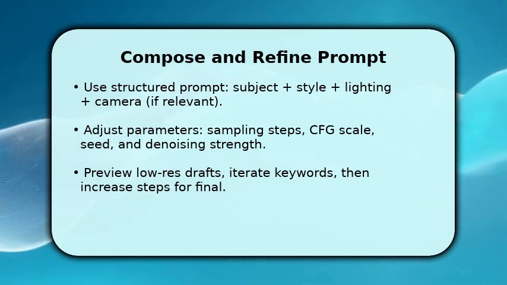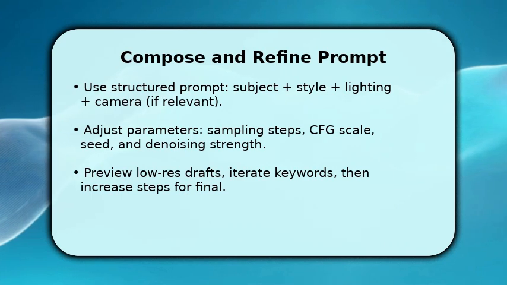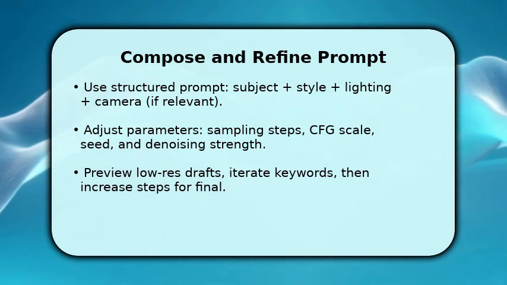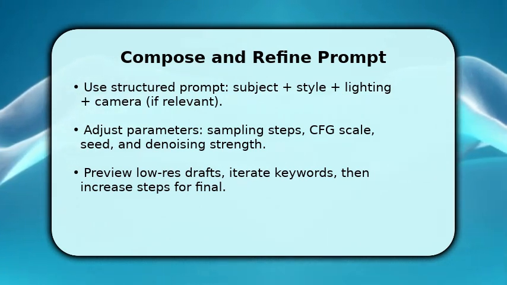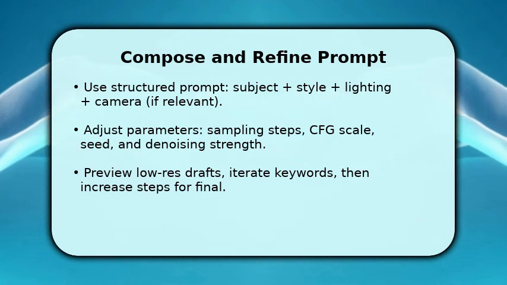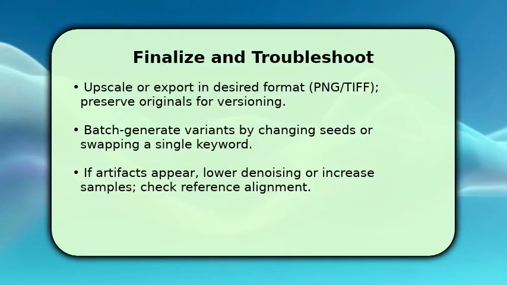Once you preview a low-resolution draft, refine keywords and replace or crop references. Iterate until the composition reads right. After stable results, increase resolution and sampling. You finish by upscaling and exporting the chosen image in the format you need, and archive earlier versions for rollback.